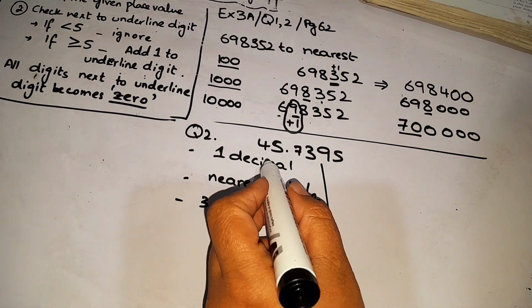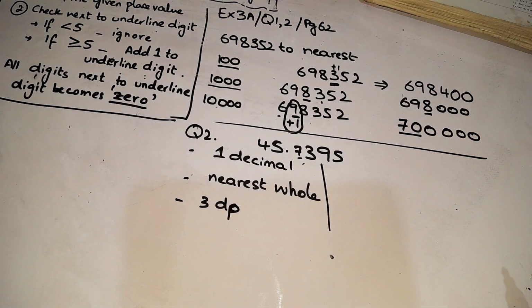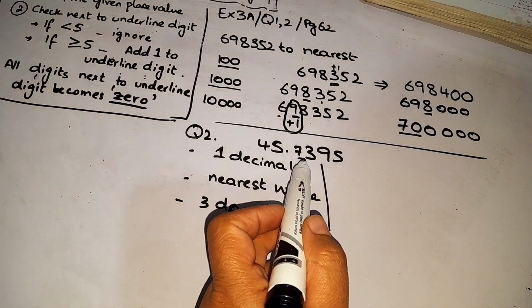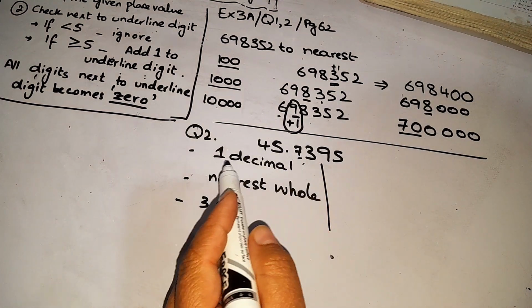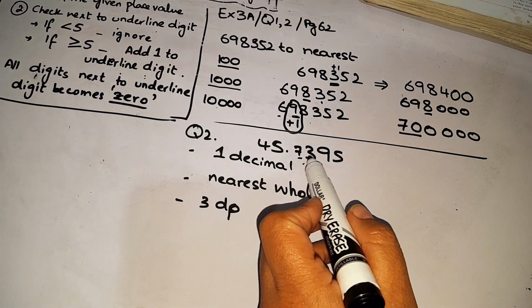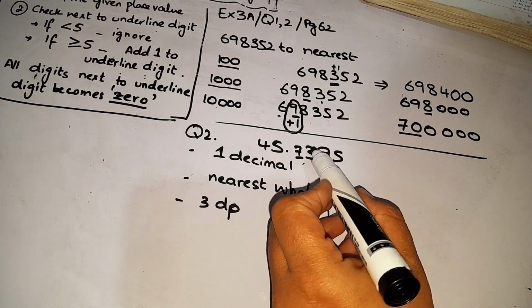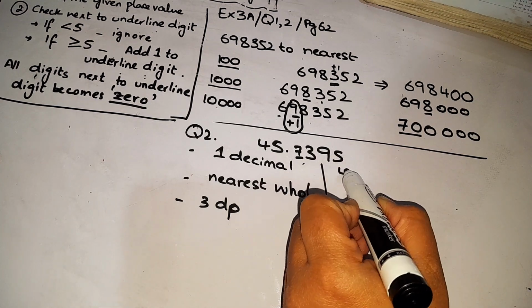This is the short form of writing decimal places. All right. So 1 decimal, it means you need to keep 1 decimal. So underlined digit will be 7. Now they are not telling you the place value directly, but they are telling you how many digits should be in the answer. So one decimal place means there should be 1 digit after the decimal. So underlined digit will be this 7. So now next to 7 is 3, so it will not change.